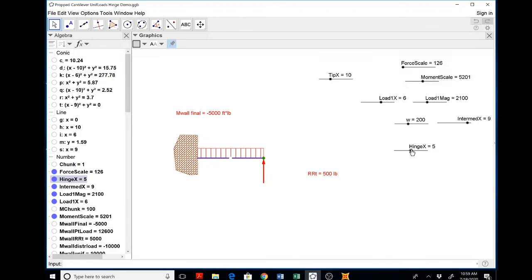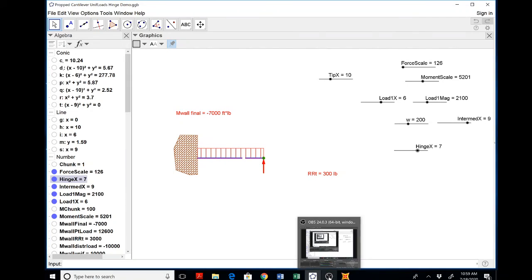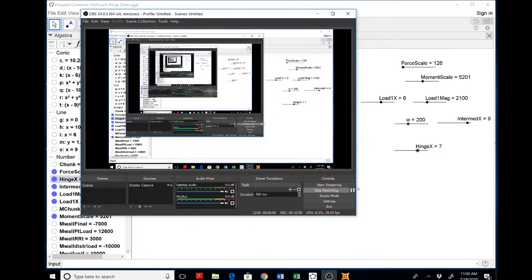It's kind of amazing. And then if I put the hinge out here, that reaction is 0, and I'm just left with the uniform load on the beam, and the M wall final is only from there. So yes, easy, breezy, and insightful.